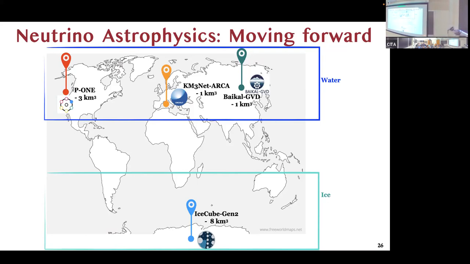Yeah, no, I mean, people have done it. KM3NeT is based on the previous ANTARES, which was exactly the same formation. So tentatively, we should know how to.